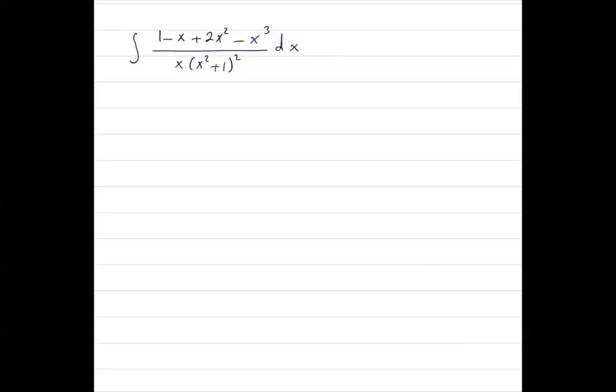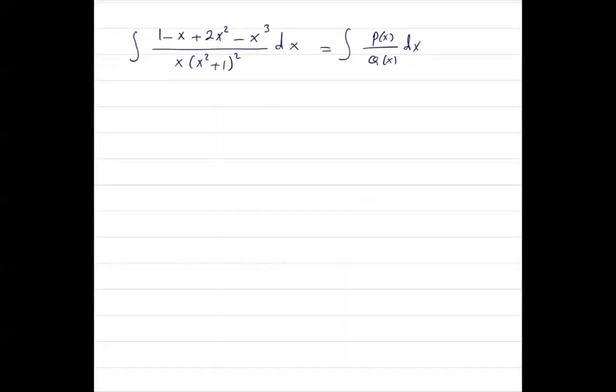Suppose you're interested in calculating the following integral. This is basically the integral of p(x) divided by q(x) dx. The degree of the denominator, the degree of your q(x), is equal to 5. And it is more than the degree of the numerator. The degree of your numerator is equal to 3. So you don't have to do any long division.